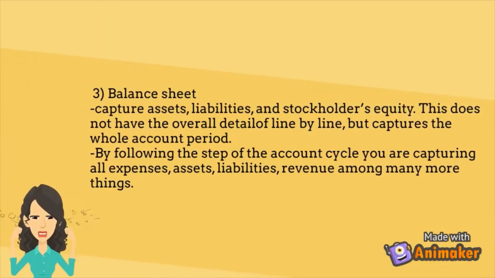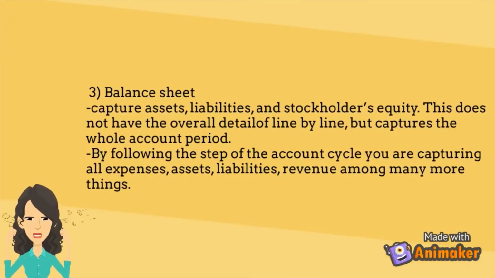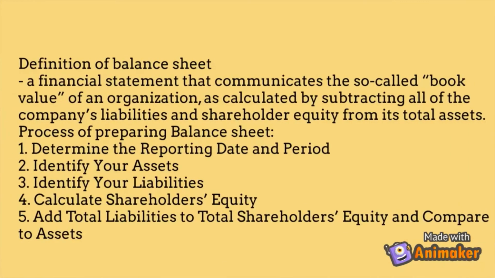3. Balance sheet. It captures assets, liabilities, and stockholders' equity. This does not have the overall detail line by line, but captures the whole accounting period. By following the steps of the accounting cycle, you are capturing all expenses, assets, liabilities, revenue, among many more things. Definition of balance sheet: a financial statement that communicates the so-called book value of an organization, as calculated by subtracting all of the company's liabilities and shareholder equity from its total assets.